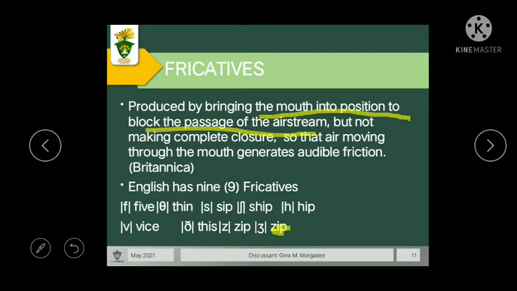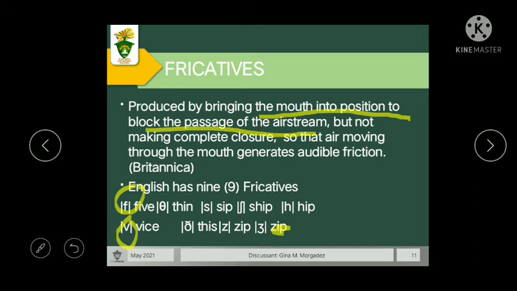The phonemes F and V are labiodental. When they are articulated, the upper teeth touch the lower lip. So try it yourself. They are labiodental because when you articulate sounds such as five and vice, the upper teeth touch the lower lip.